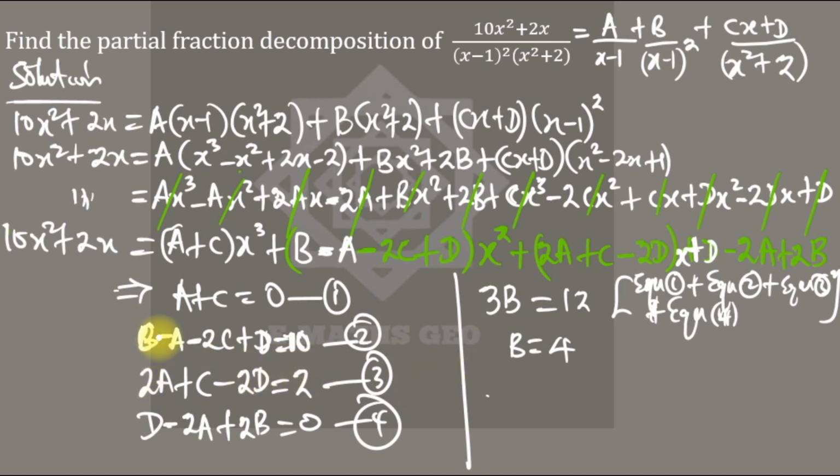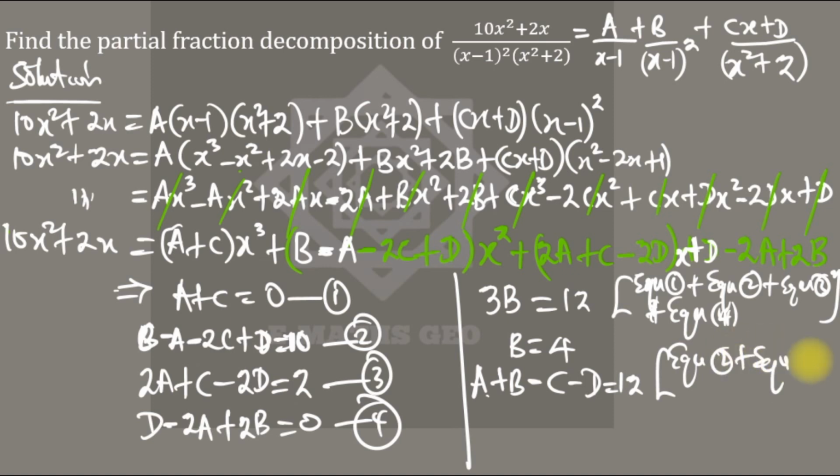Let's add equation 2 and 3. So let's start with a. Minus a plus 2a, we are left with a. B plus b is there. Minus 2c plus c is minus c. And d, we have minus d. We are left with 10 plus 2 is 12. So we did equation 2 plus equation 3. Let's call it equation 5. So this becomes equation 5.